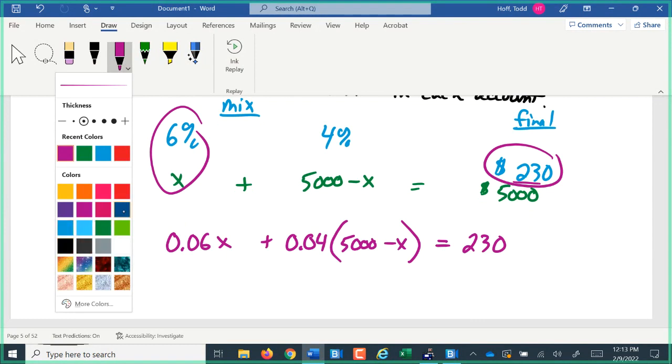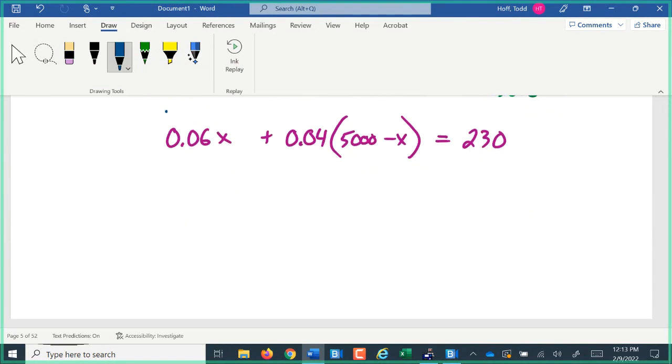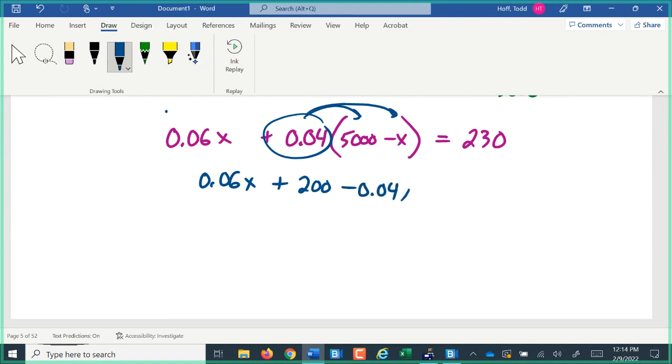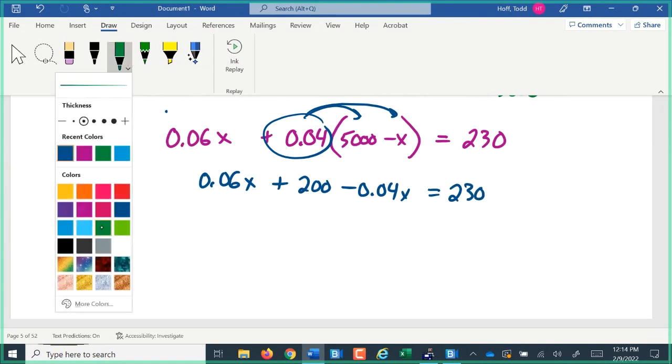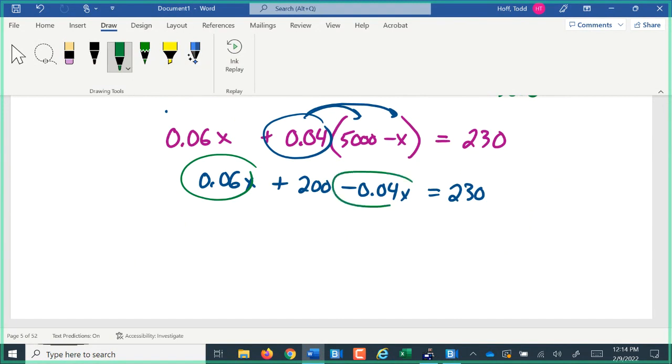So next, we combine what we can combine. 0.06x, nothing to do there. Distribute the 0.04. 0.04 times 5,000 is 200, I believe. 0.04 times negative x is a negative 0.04x. Equals 230. Still combining on the left side. 0.06x and a negative 0.04x is 0.02x. Plus 200 equals 230. Now we're ready to solve.